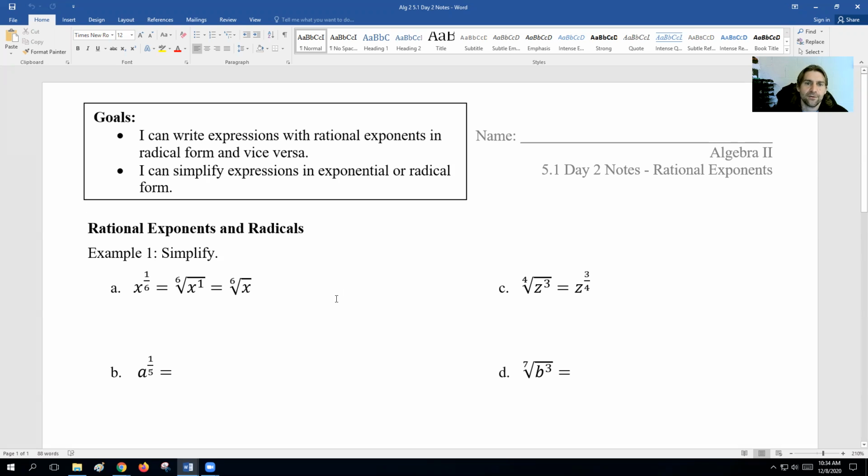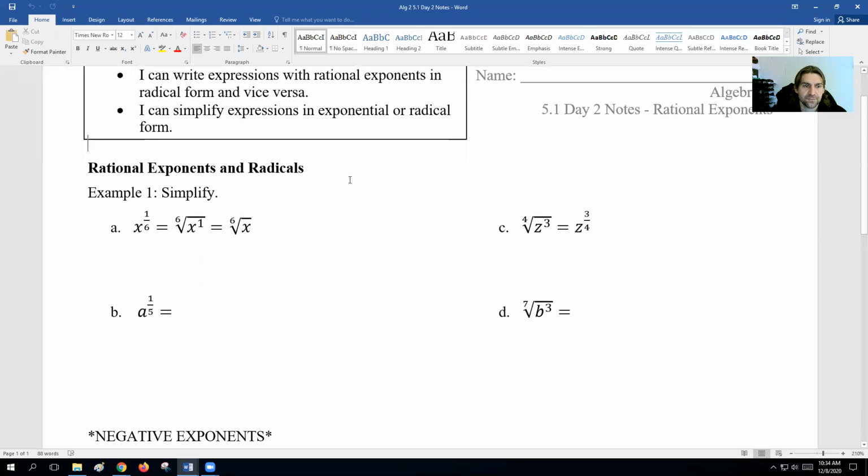So what we're going to be looking at now is rational exponents. We want to make sure you guys can write rational exponents in radical form and vice versa, and also be able to simplify expressions in exponential or radical form.